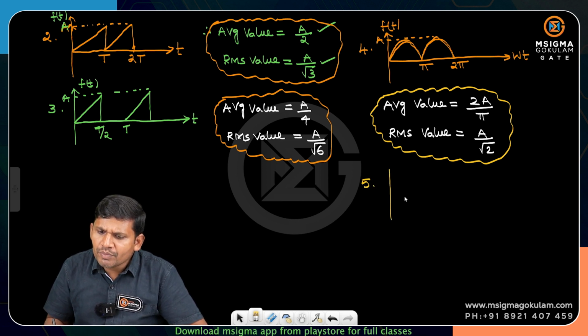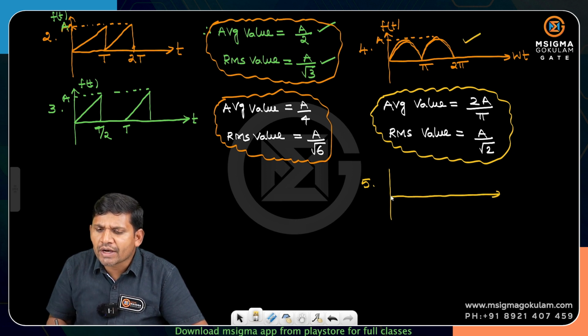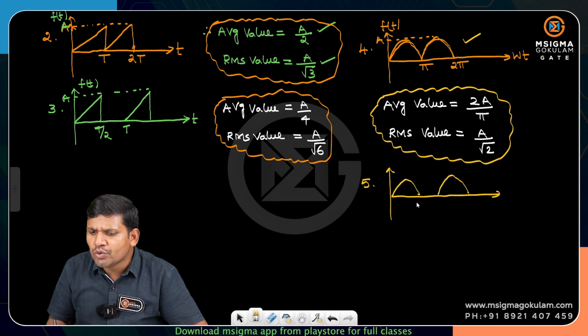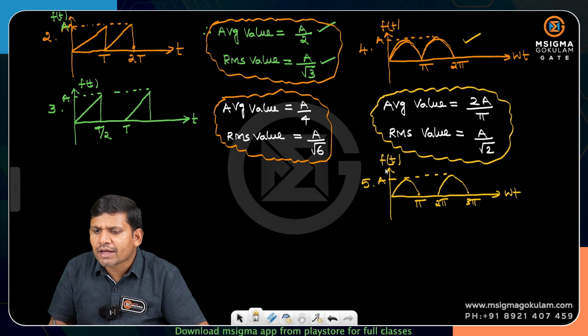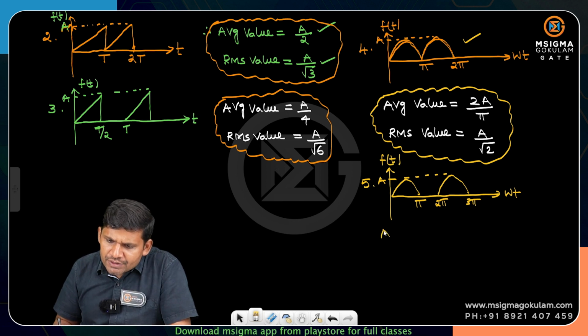This is the half wave rectifier output. This is the full wave diode rectifier output, and this is the half wave diode rectifier output. For this type of waveforms, again, no need to do the calculations. Directly you remember. This is 2 pi, this is 3 pi, and this is omega t. Let the amplitude be A, and it may be a voltage function or a current function. These formulas are applicable.